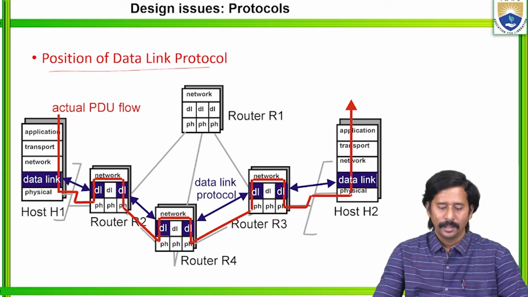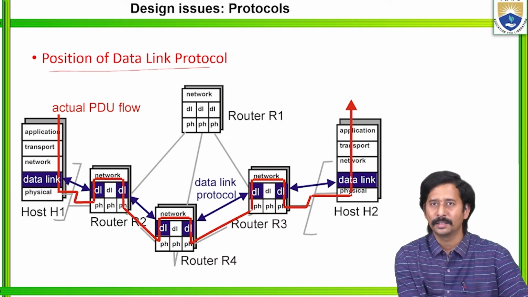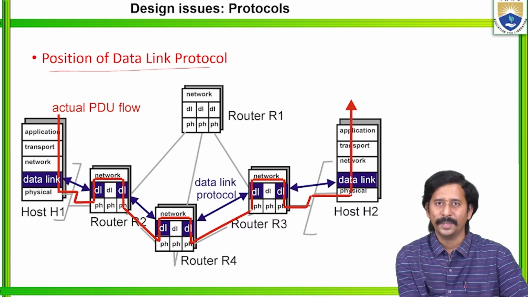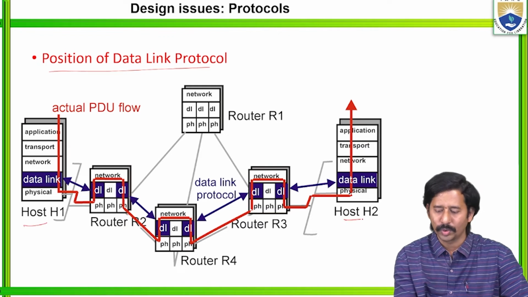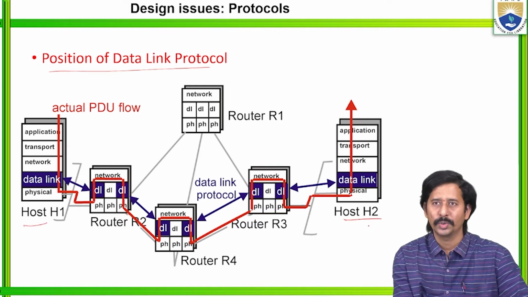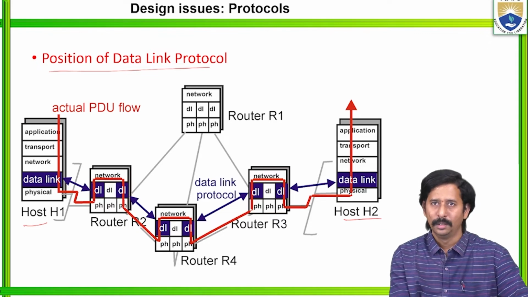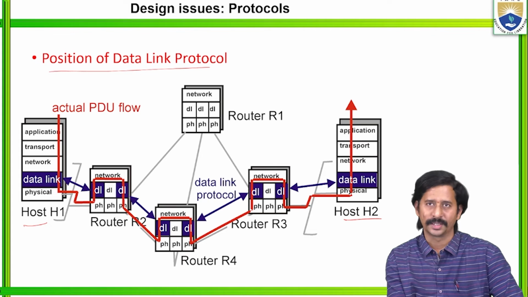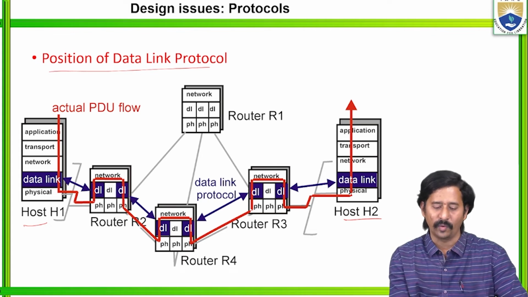See, this is the communication that happens between source and destination. For understanding purposes, let us consider host 1 and host 2. Host 1 acts as the source, host 2 acts as the destination. In between, host 1 and host 2 communicate with the help of 4 routers, namely router R1, router R2, router R3, router R4.